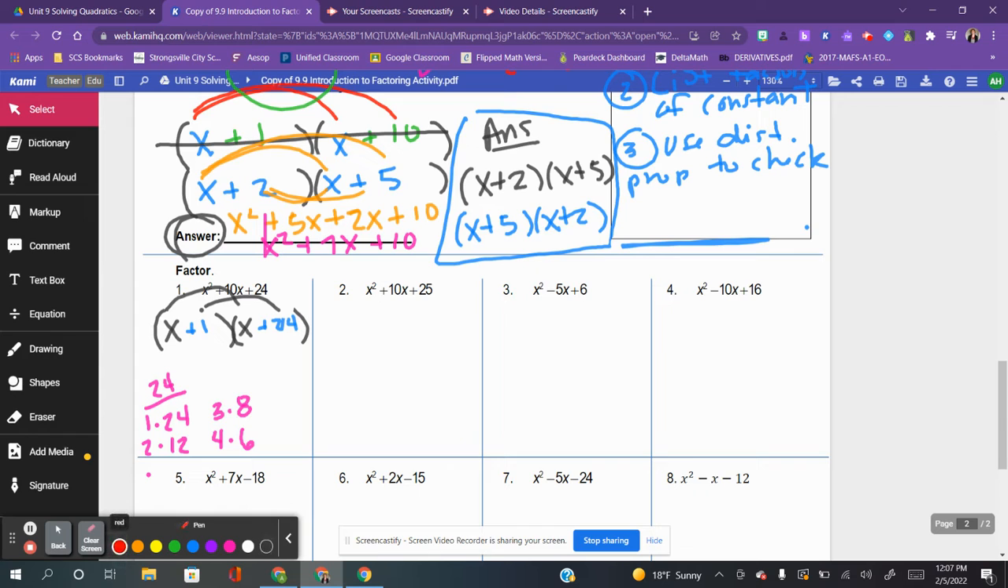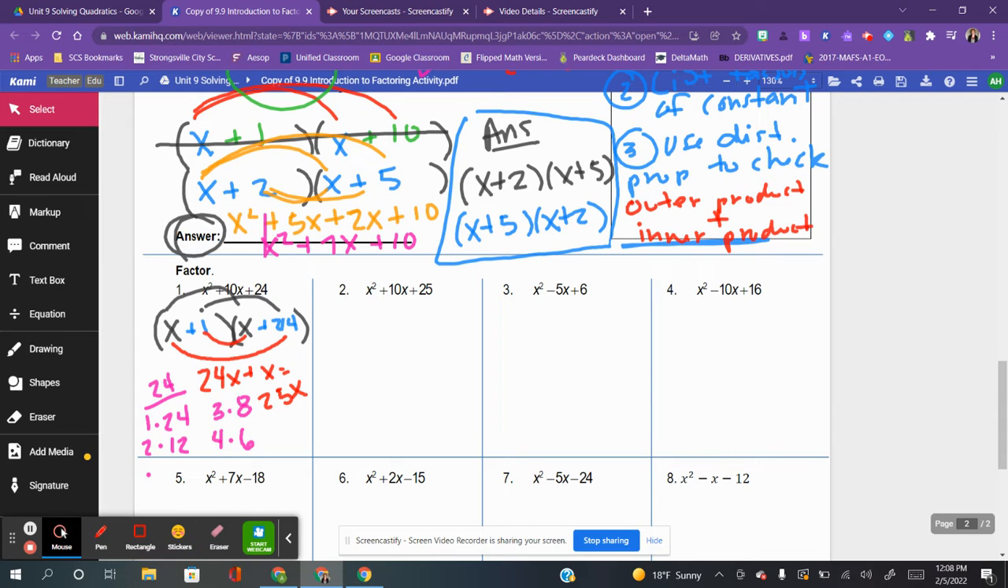So what I really need to check is this outside product. X times 24 is 24x plus this inside product. And if I add those together, I get 25x. That does not match the middle term. So what I'm really doing is checking the outer product plus the inner product to see if the two factors I chose are going to work the best. 24 and 1 did not work the best.